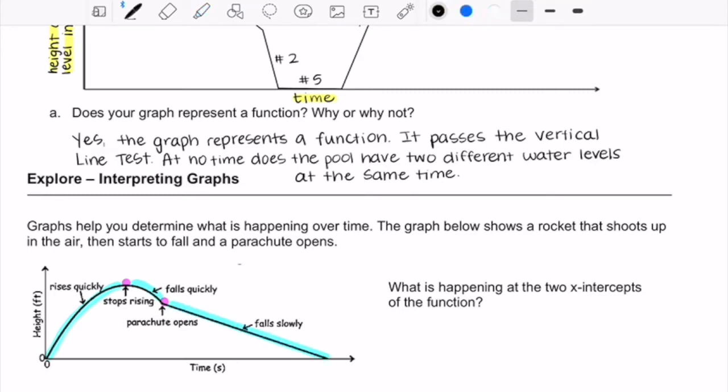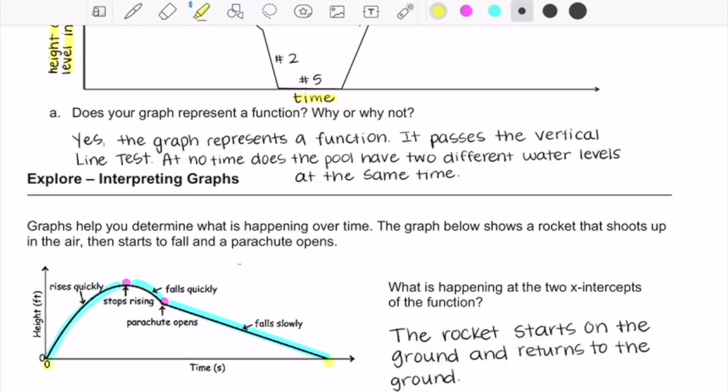The question here asks us to interpret what's happening at the 2 x-intercepts of the function, and I've highlighted the 2 x-intercepts of the function over here in yellow. At the 2 x-intercepts of the function, the rocket starts on the ground and then returns to the ground. So those 2 yellow x-intercepts represent points in time where the height of the rocket above the ground is equal to 0.